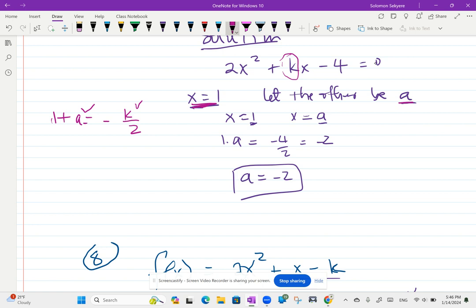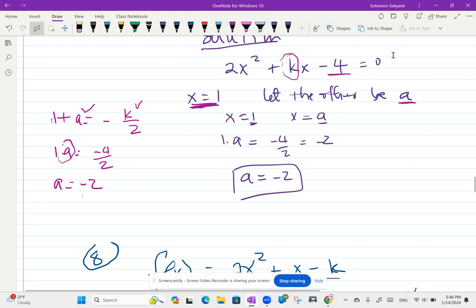What is the product of roots? The product of roots, 1 times A, is equal to, what is our C? Negative 4 over 2. So here we have only one unknown. So we say A equals negative 2. You see that? Absorb it, okay? Pause it, rewind it, just play it again over and over.